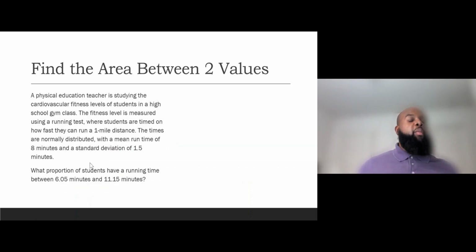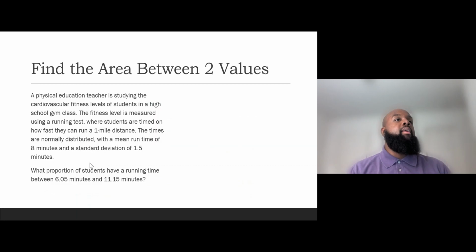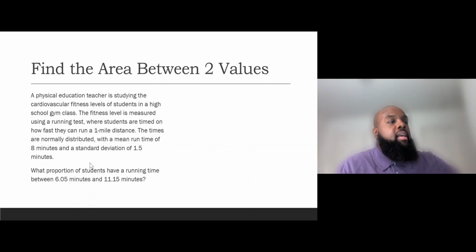Now, this last example that we're going to look at is a little more complicated, and so let's look at it. It says a physical education teacher is studying the cardiovascular fitness levels of students in a high school gym class. The fitness level is measured using a running test, where students are timed on how fast they can run a 1-mile distance. The times are normally distributed with a mean run time of 8 minutes and a standard deviation of 1.5 minutes. What proportion of students have a running time between 6.05 minutes and 11.15 minutes? All right.